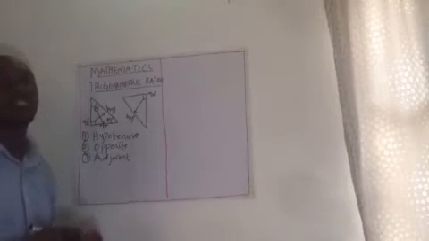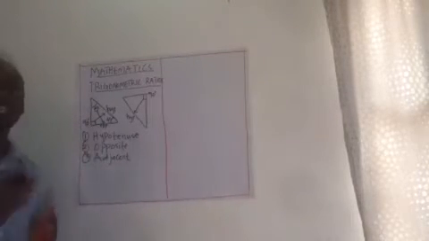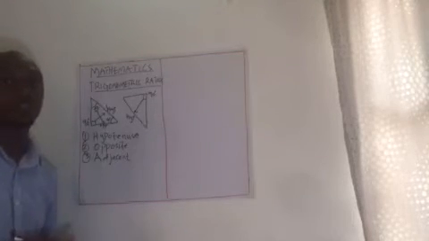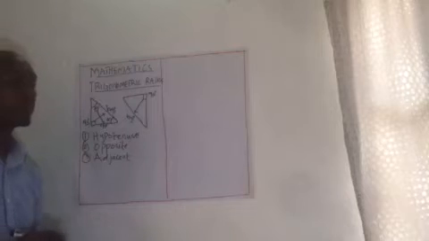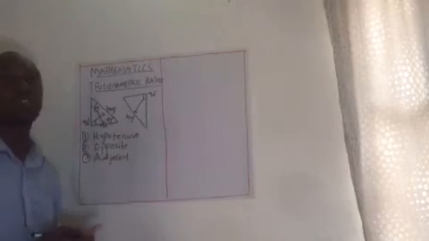So one thing you will observe is that the hypotenuse is usually constant. It doesn't change. But the opposite and the adjacent sides change depending on the angle under consideration. So these are the three basic sides, the three sides of a right angle triangle.